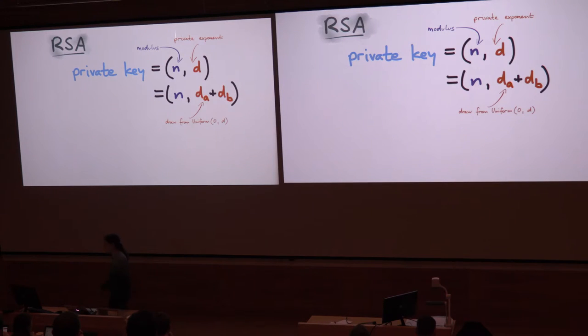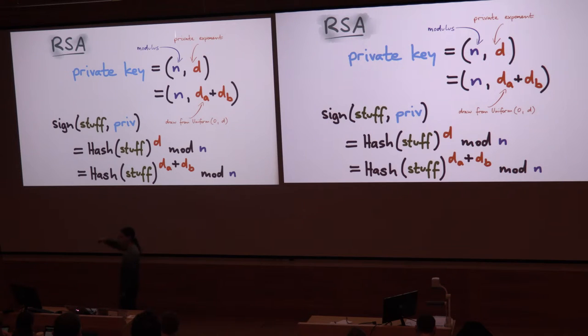Now, there's something interesting we can do here, which is we can take that private exponent, d, and we can split it in two, such that the two components sum to the original exponent, d. And the way we can do that is to pick, say, dA, which is drawn from a uniform distribution between 0 and d. So that's just a uniformly distributed random number. And then dB is just d minus dA. So that way, we split the key into two halves.